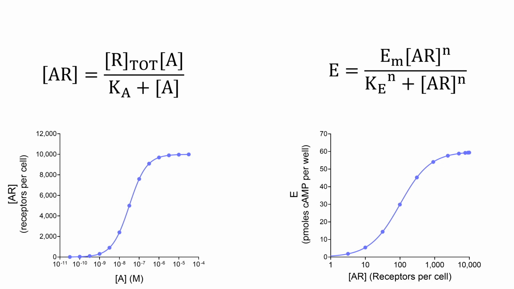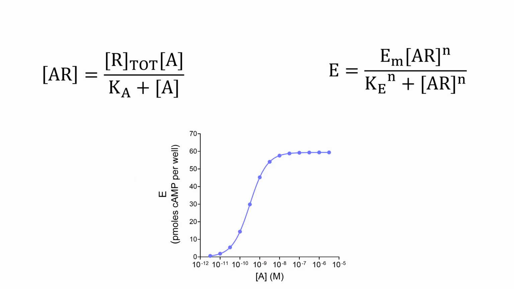Now let's get back to some experimental reality. These graphs are good for showing us how the operational model works, but they are not what we actually do in our experiments. Here's the graph showing what we actually do. We vary the agonist concentration on the x-axis and we measure the signal on the y-axis. So we need an equation which defines the signal E in terms of the agonist concentration A.